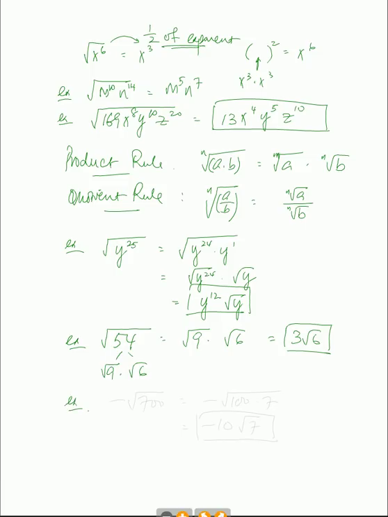So let's try another example. What if this time there's a negative on the outside? Then just leave the negative alone. But 700 is like 100 times 7. So that's negative 10, which is out of the radical, but the 7 stays in the radical because that's the imperfect part.